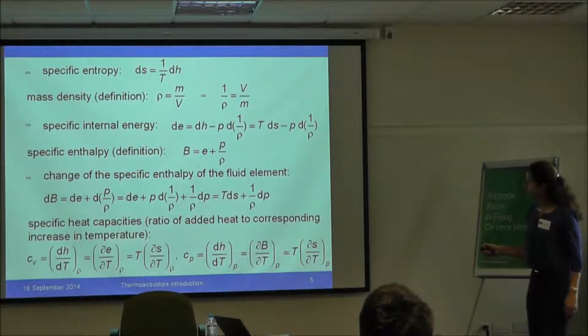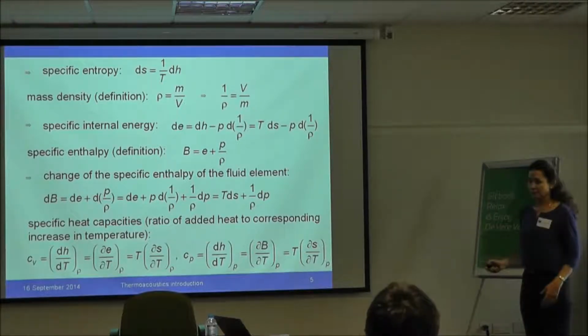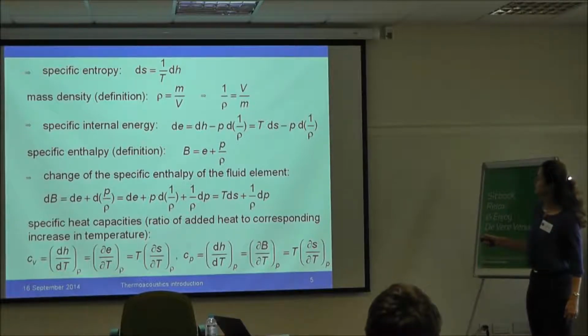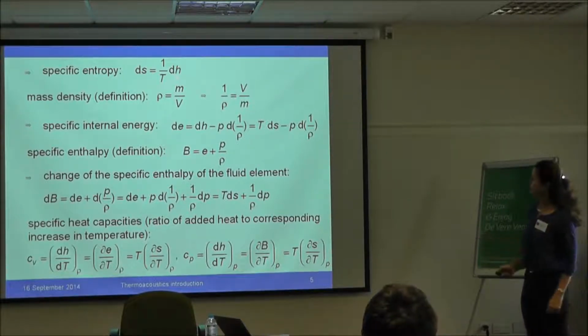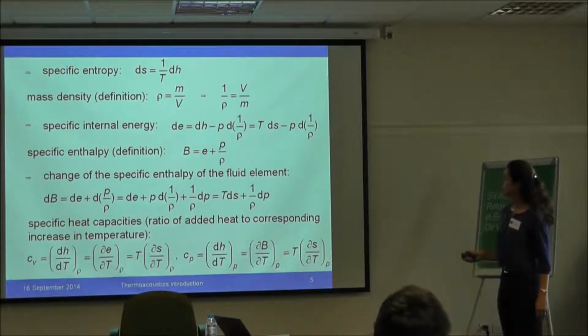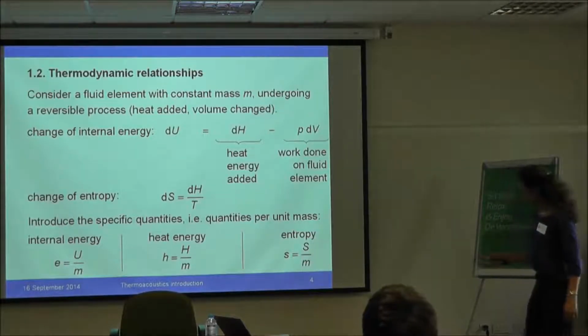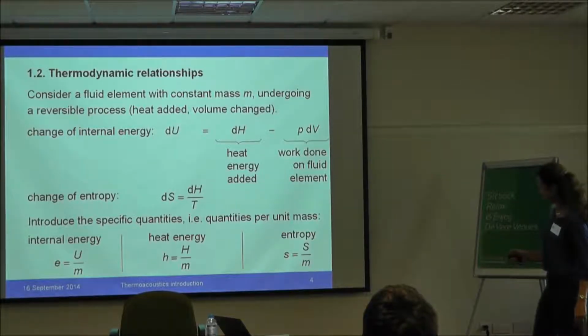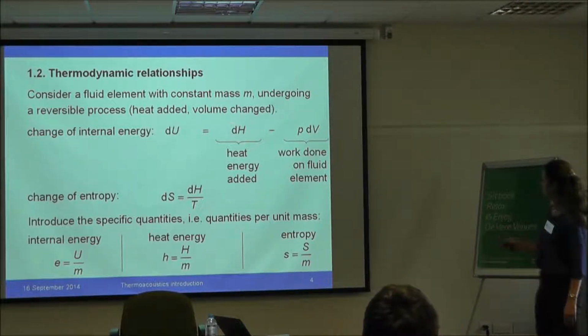Right, so the specific entropy changes if we add heat, and the change is given by this. ds is 1 over temperature times dh, the amount of heat added. So we now know the dh in terms of a specific change.